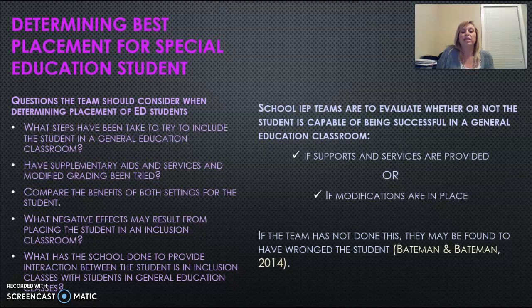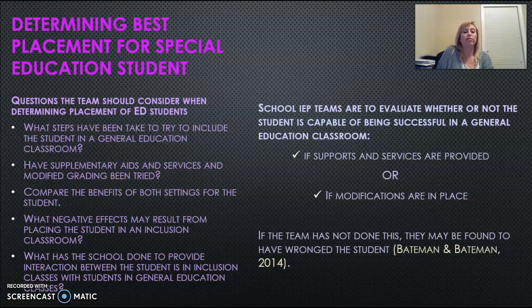What negative effects may result from placing the student in an inclusion classroom? What has the school done to provide interaction between the student that's in inclusion classes and students in general ed classes? School IEP teams are to evaluate whether or not the student is capable of being successful in a general education classroom, whether supports and services are provided, or if modifications are in place. If the team has not done this, they may be found to have wronged the student.